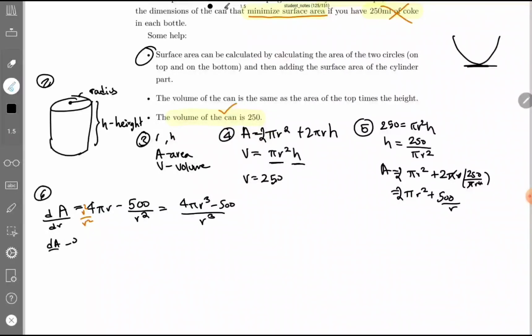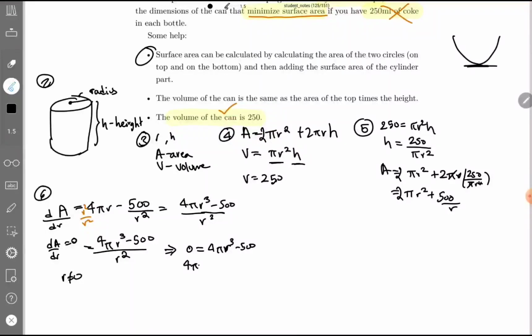So when is dA over dr equal to 0? Basically, whenever this is equal to 0: 4 pi r cubed minus 500, over r squared. R can never be 0 in this case, so it's whenever the top is 0. So it's whenever 0 is equal to 4 pi r cubed minus 500. Right? It's whenever this top part goes to 0.